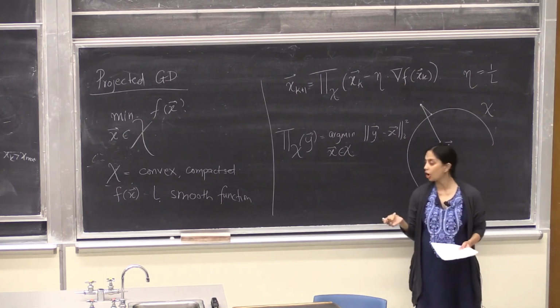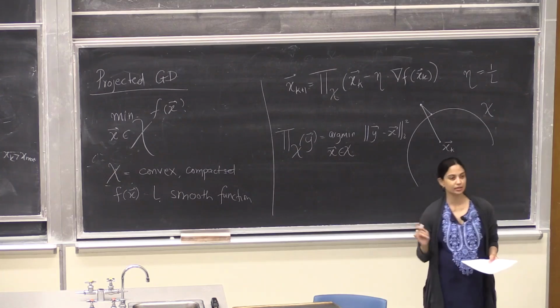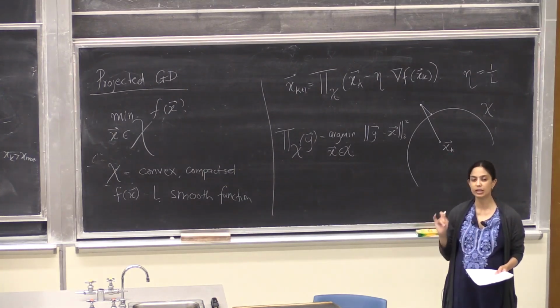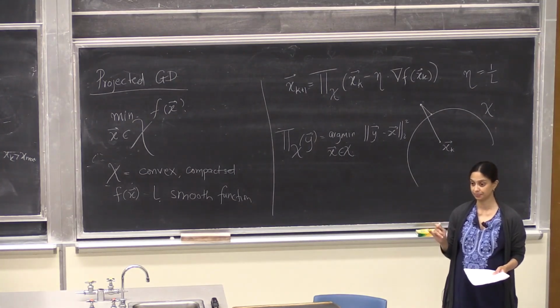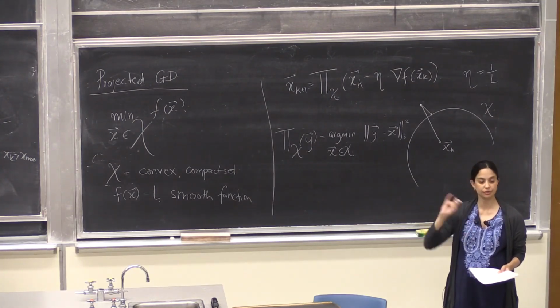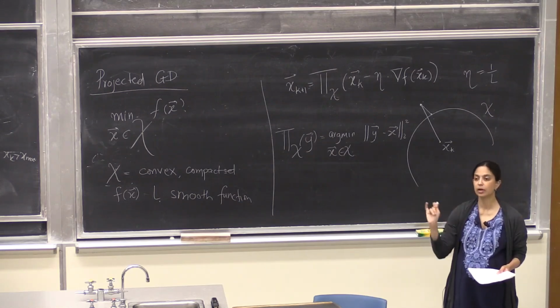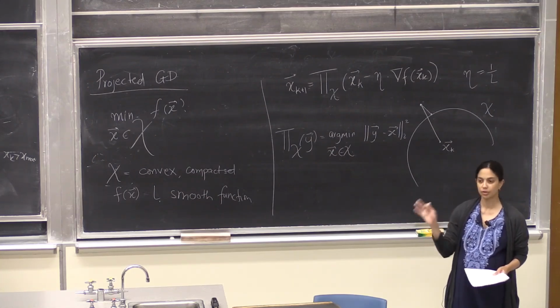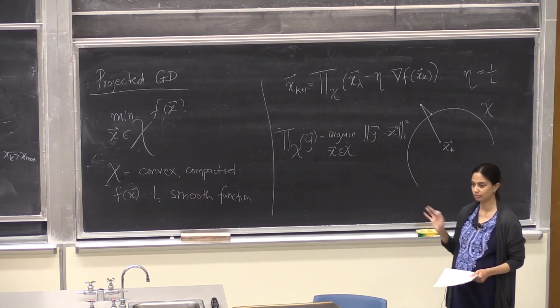Question is, what is a compact set? A compact set we haven't really defined in this class. A compact set is one that contains all of its limit points. So that means if you take a limit of a sequence, any limit point will be in there. But don't worry about that.